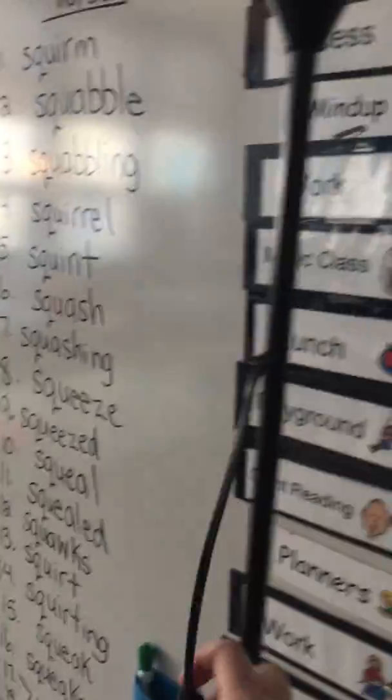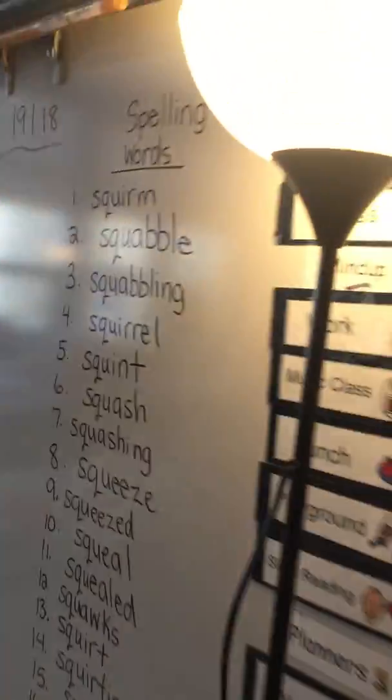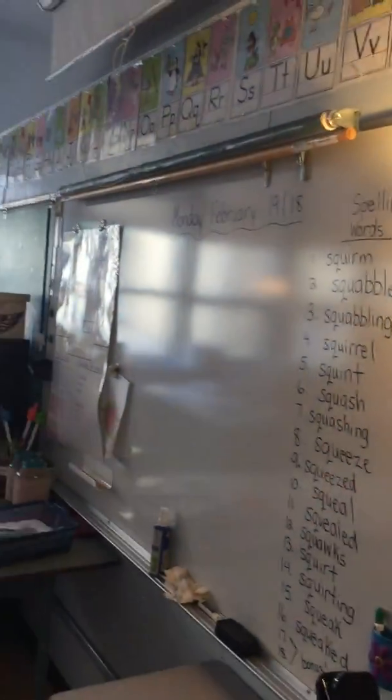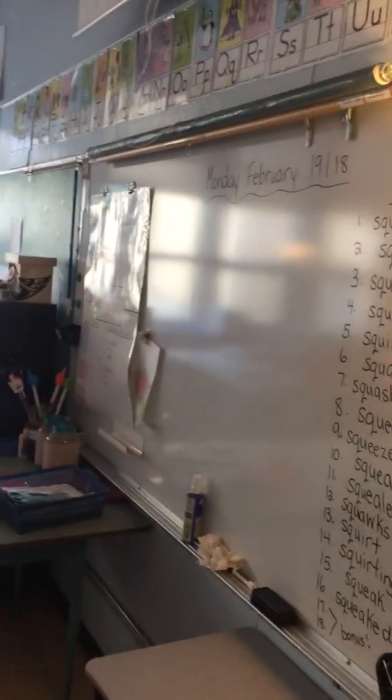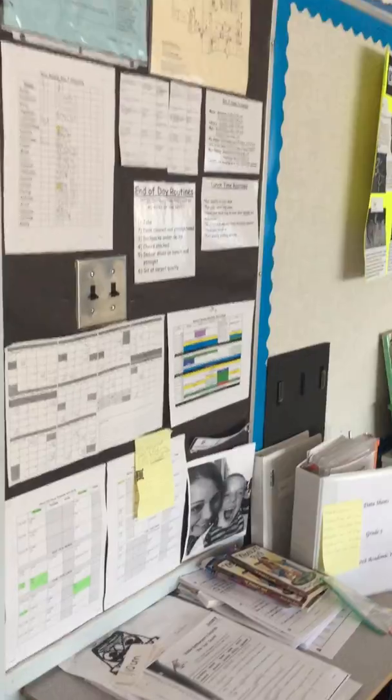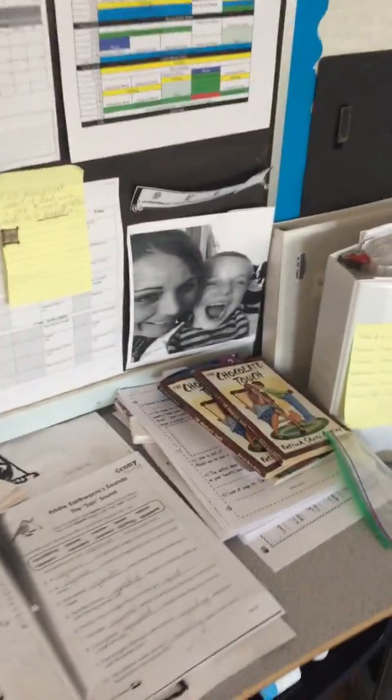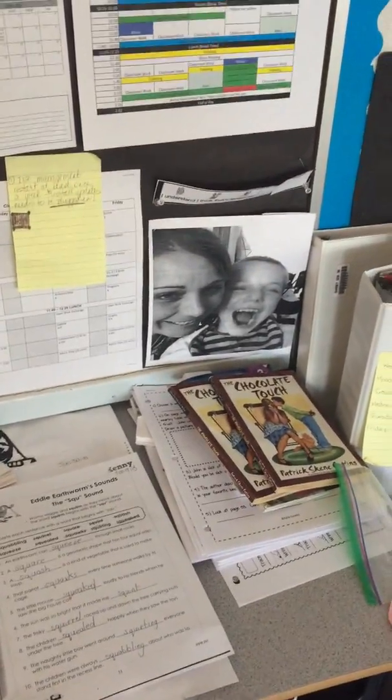We have natural or just regular lamps because I can't stand the lights on the ceiling. A little work area that I can sit and work with the kids. We've got flexible seating in the room. This is my teaching assistant's area here, and that's Kenny. So we have pictures of him up on the wall.